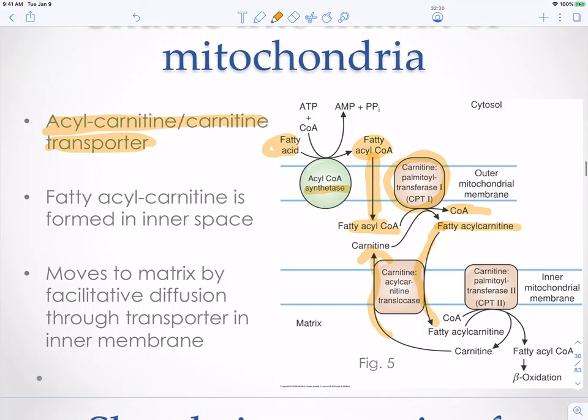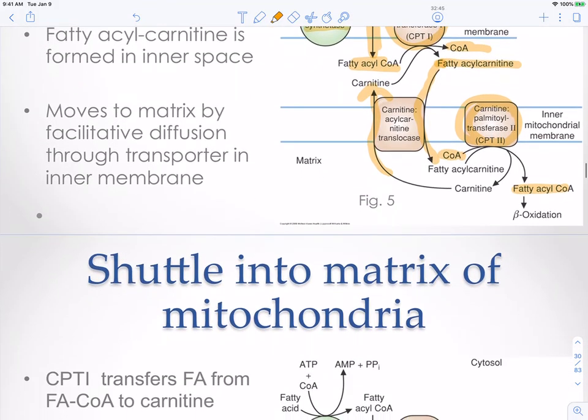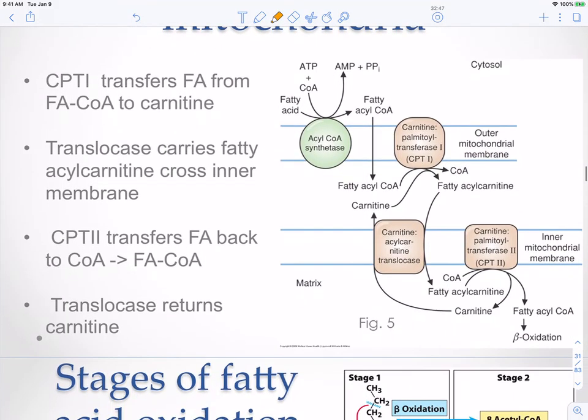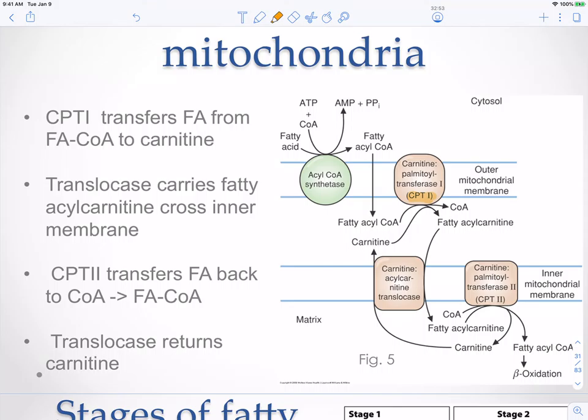Inside the inner mitochondrial membrane, you have the second enzyme, CPT2. CPT2 is going to take the CoA that's in the matrix and transfer it to the fatty acid to make the fatty acyl-CoA again, and that can go through beta oxidation. So both CPT1 and CPT2 are critical for making sure, one, that the fatty acid can cross the inner membrane, and two, to regenerate the activated fatty acid so it can undergo beta oxidation. And then that same translocase will return carnitine back into the intermembrane space so it can bind to another fatty acid.